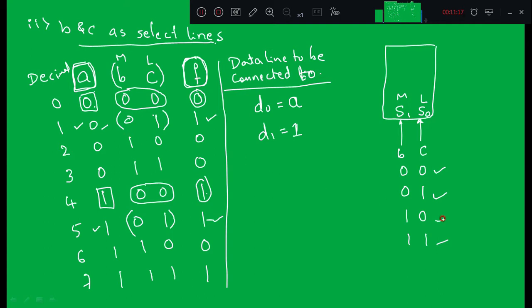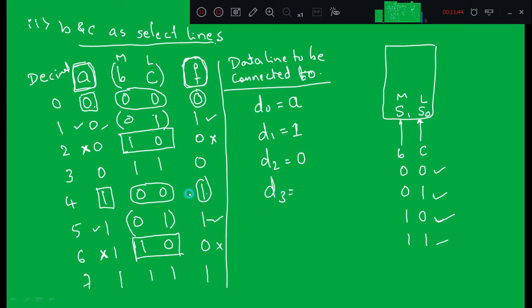Next, the third input combination is 1, 0. Identify where it is: 1, 0, 1, 0, right? So what is the value of A here? A is 0, A is 1, right? So compare it with F. F is 0 for both the combinations irrespective of the value of A. F is 0, so D2 is equal to 0.